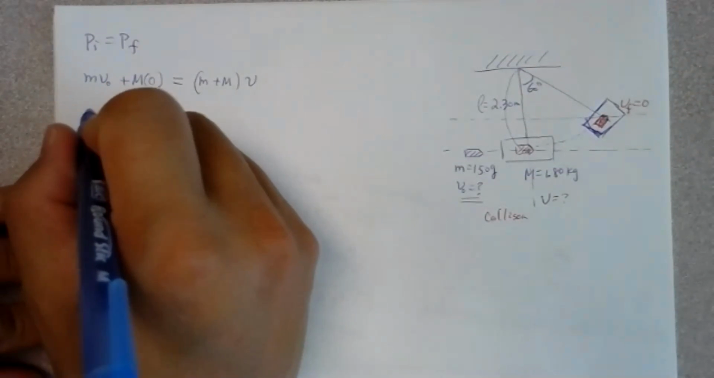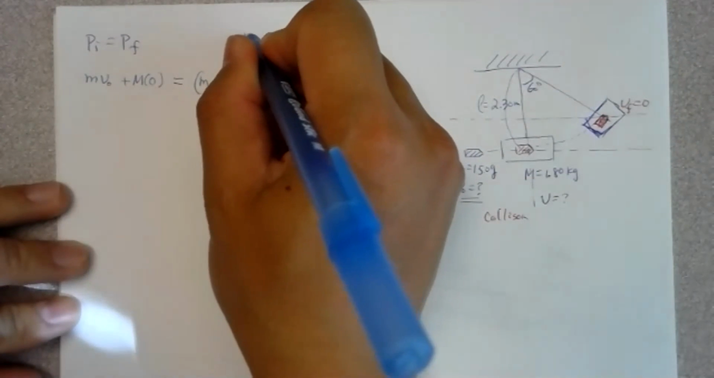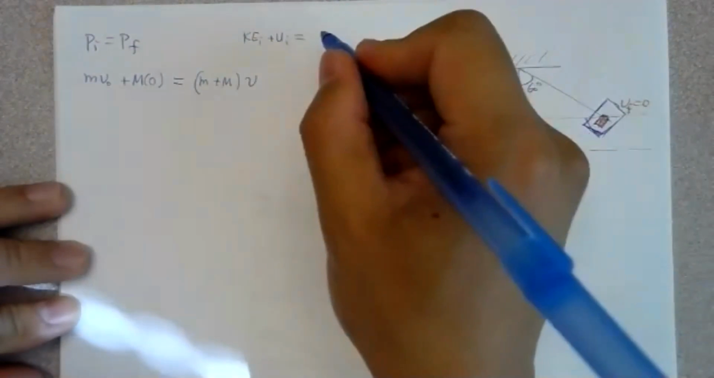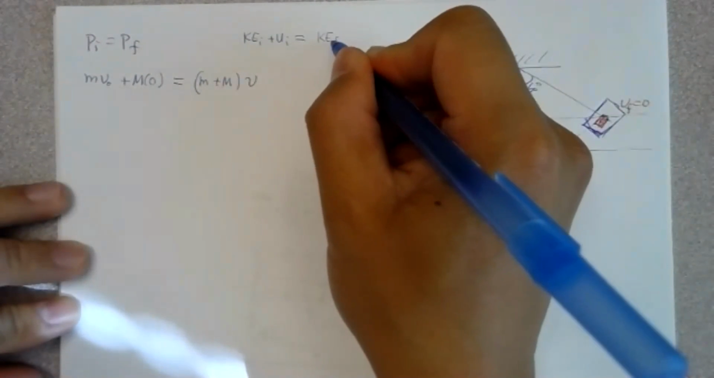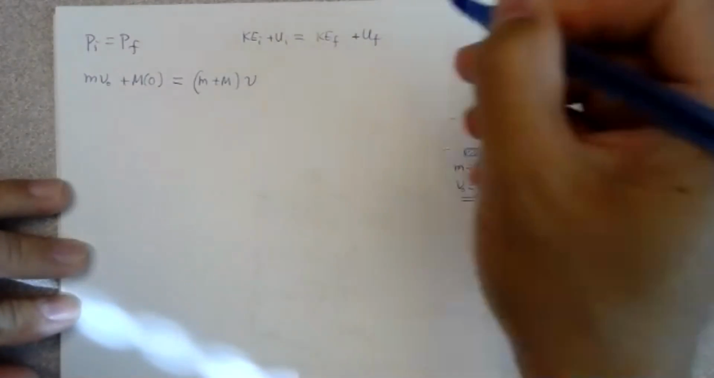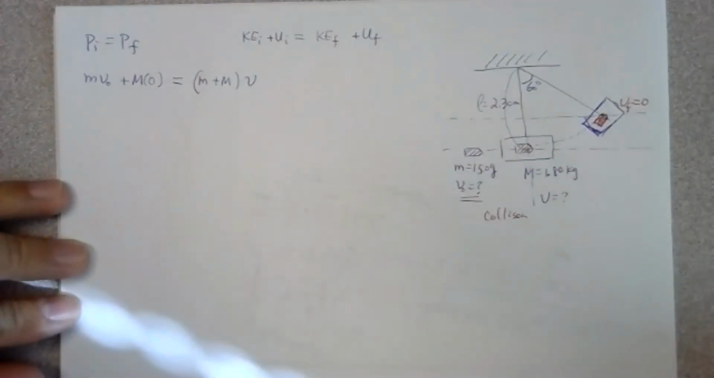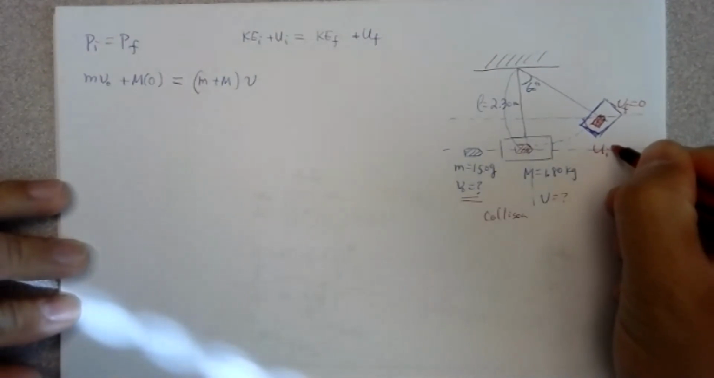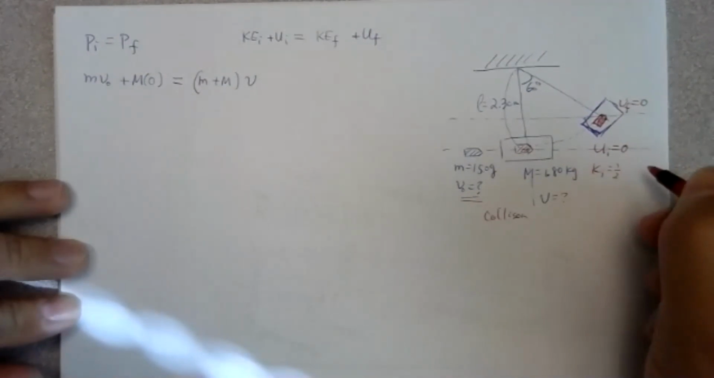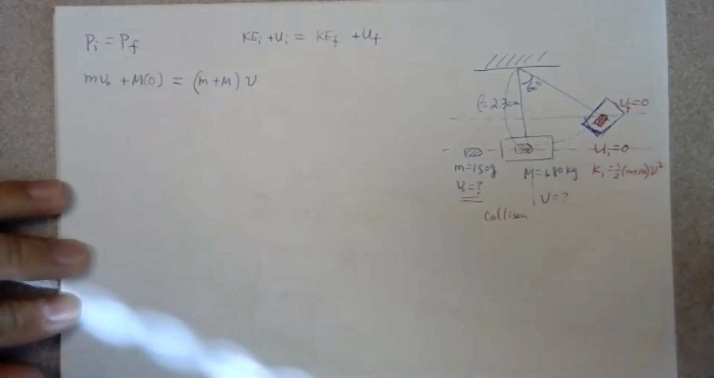So for the second one, you are applying conservation of mechanical energy. That means initial kinetic energy plus initial potential energy should be equal to the final kinetic energy plus the final potential energy. Now you can take the low point here to be your potential energy 0, so Ui is equal to 0. So Ki should be equal to 1/2 the combined mass times V squared, right?